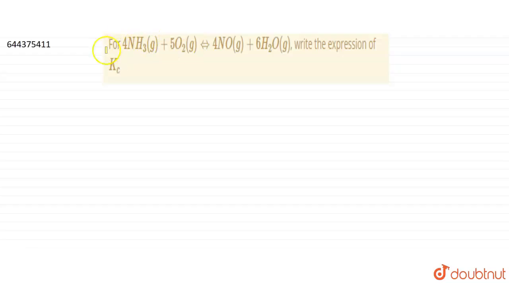Hello students, I hope you all are doing good. So today our question is like this. We have for a reaction 4NH3 gaseous plus 5O2 gaseous equilibrium 4NO gaseous plus 6H2O gaseous, and we have to write the expression of equilibrium constant Kc for this reaction. So this is a very basic question from the equilibrium constant.